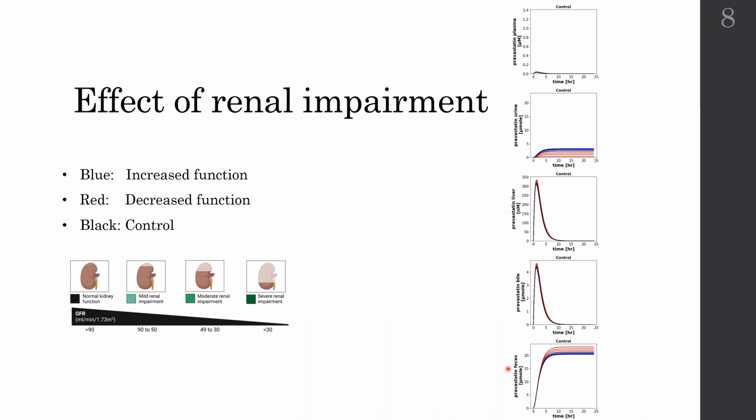Depicted here on the right are the time course simulations for the different tissue compartments. That is plasma, urine, liver, bile, and feces. And they illustrate the effects of the various degrees of renal impairment. The blue lines represent increased function, the red lines represent decreased function of the kidneys, and the black line is the control value. Basically, what we can see here is that with increasing renal impairment, pravastatin in plasma, bile, and feces increases, whereas urinary excretion of pravastatin decreases.